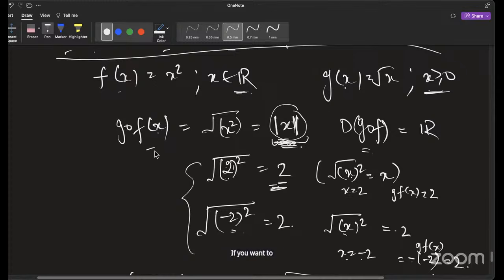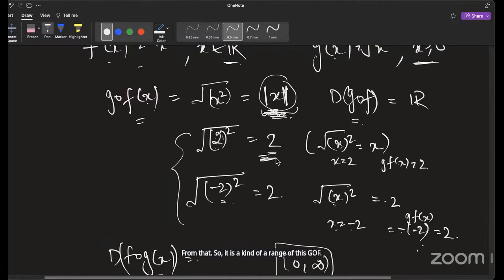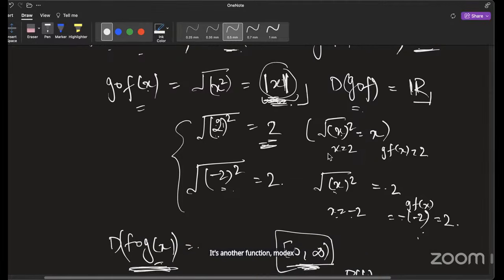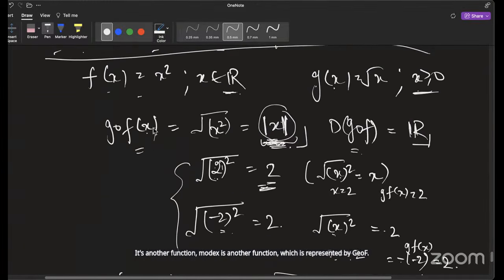If you want to compose these two functions, this is the resulting function. The resulting function is mod x. So it is a kind of a range of this g of f. Range and functions are two different things. This is just a function. This is the range. It's another function. Mod x is another function, which is represented by g of f.